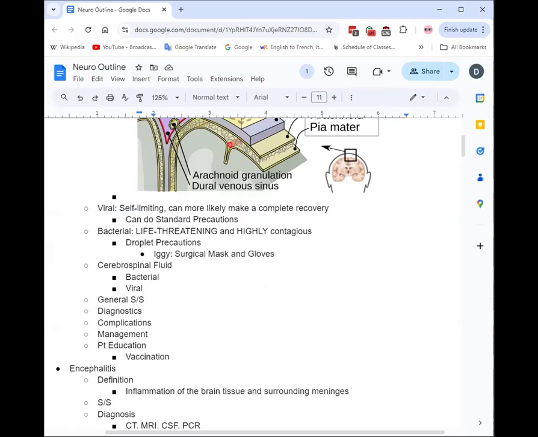And what Kaylin was mentioning is someone comes in and they're waiting for a full diagnosis on whether it is bacterial versus viral. Then they would probably just make the assumption, like, it could be bacterial, so we'll be in droplet precautions until we can rule it out.